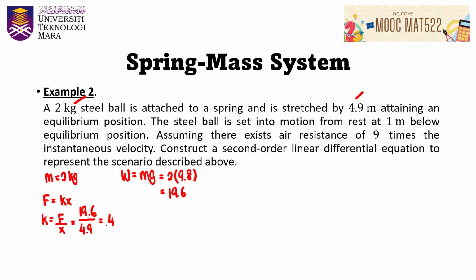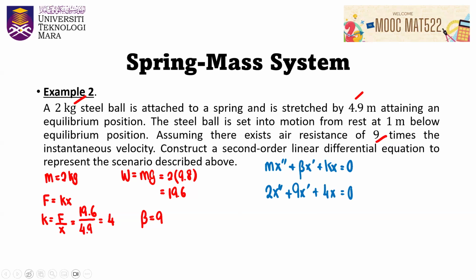Now, we also notice that there is air resistance of 9 times the instantaneous velocity provided. This indicates that the damping coefficient beta is equal to 9. That is, this spring-mass system is represented by a free damped motion. So substituting these three pieces of information into the model, mx'' + βx' + kx = 0, it becomes 2x'' + 9x' + 4x = 0.